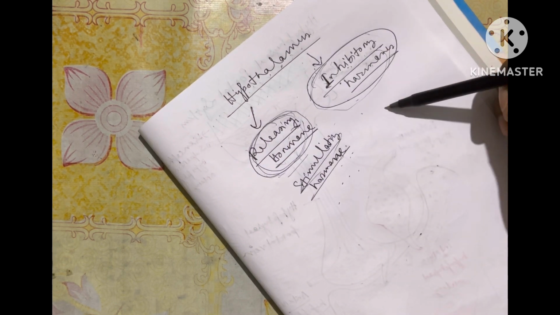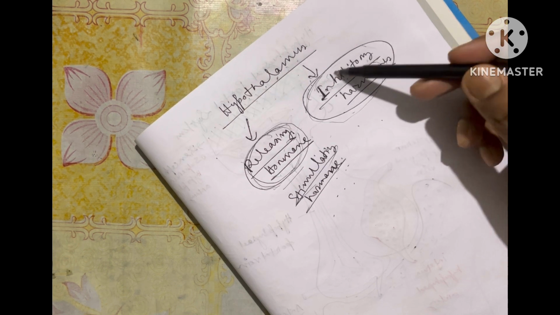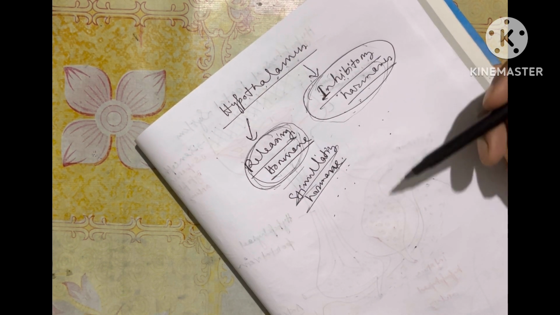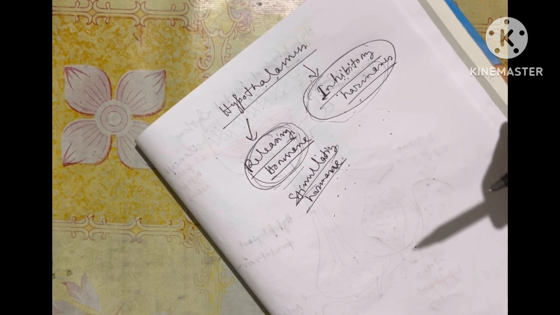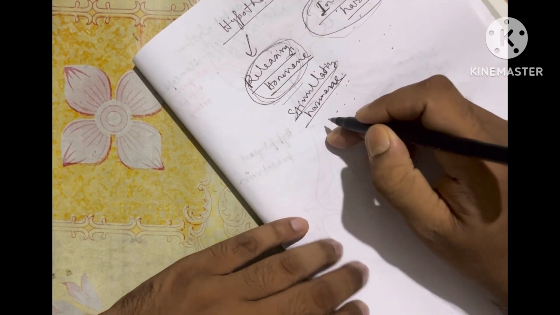If it is secreting inhibitory hormones, then what will happen? Our anterior pituitary will receive those inhibitory hormones from the secondary plexus and will stop making the other hormones with respect to that signal which is coming from our hypothalamus. So some releasing hormones would be there.